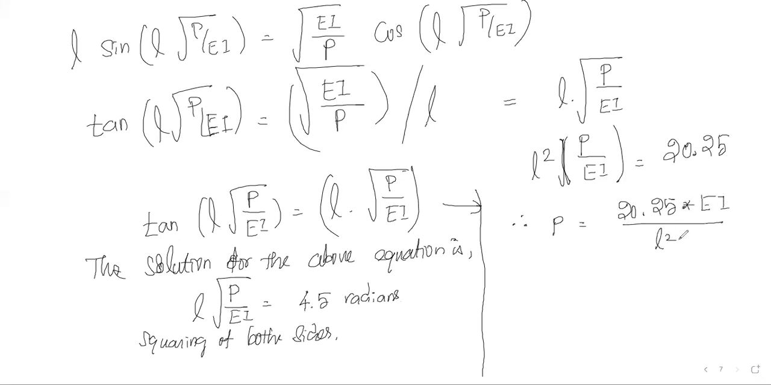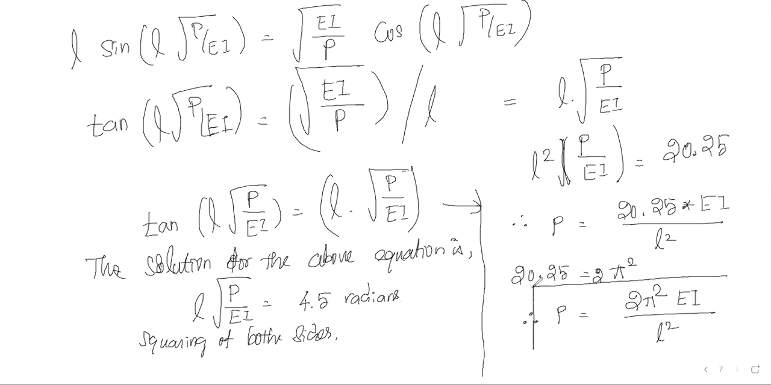divided by L squared. So this 20.25 we are going to denote as 2 pi squared; 2 pi squared is equal to 20.25. So that we are going to write. So P is equal to 2 pi squared EI by L squared. So this is the equation for Euler's crippling load for the column, one end is fixed and another end is hinged.